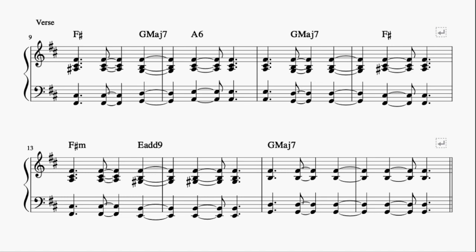Now let's talk about the actual chord progression. As you can see, it's quite unusual. But before we can do this, we need to briefly discuss minor keys.